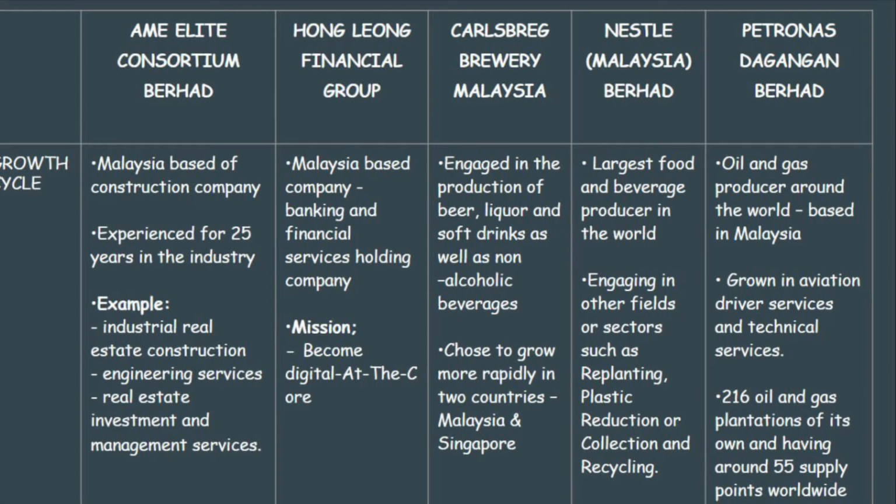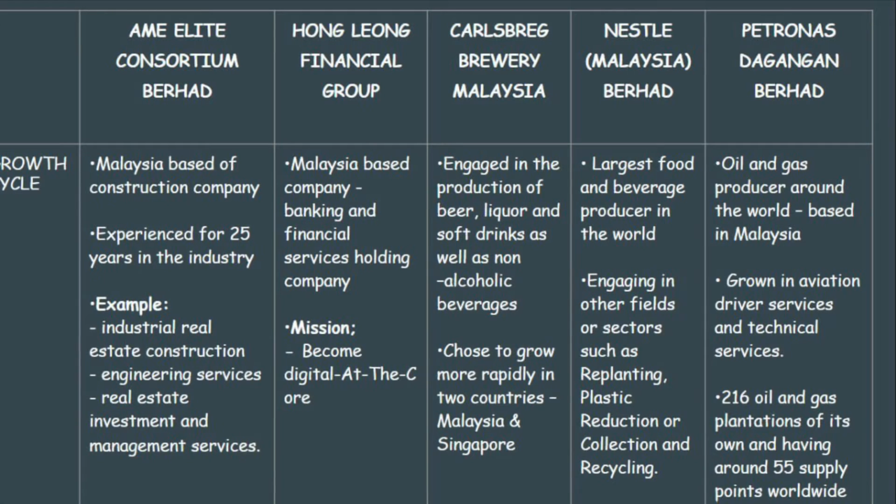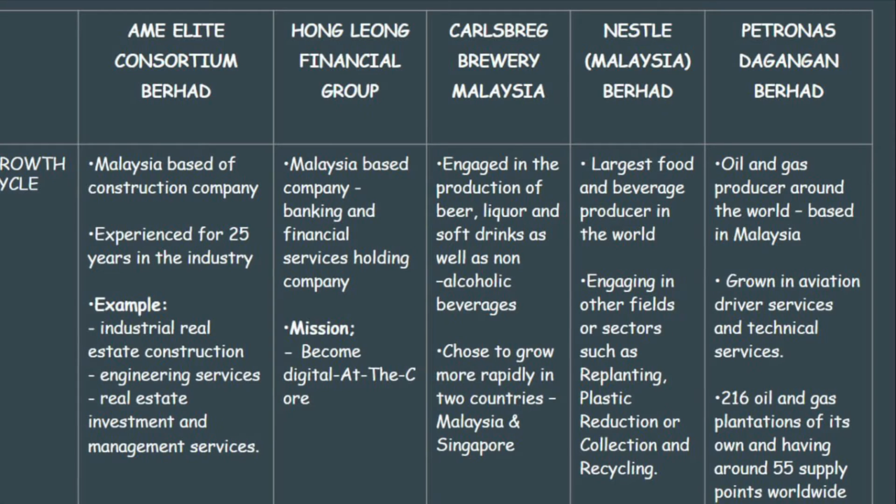This is because they chose to grow more rapidly in these two countries, Malaysia and Singapore, because they expect that the human population in the country is high. Therefore, their strategy to get higher profit is more widespread.